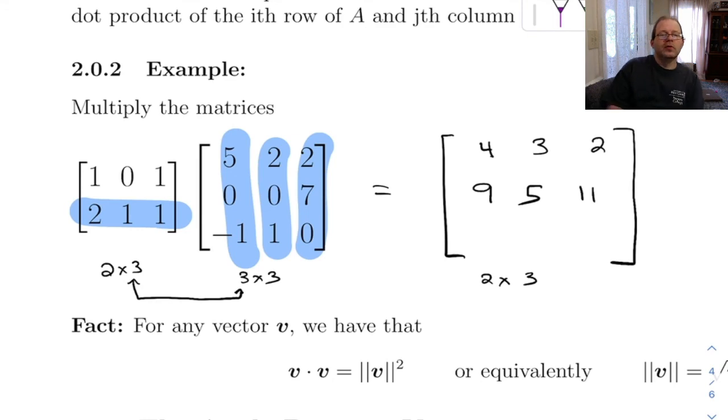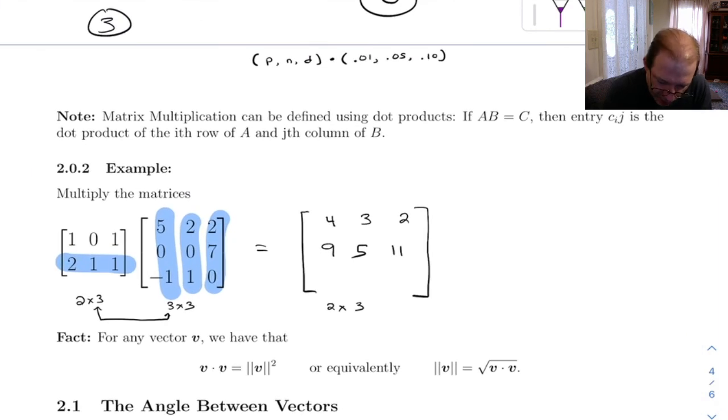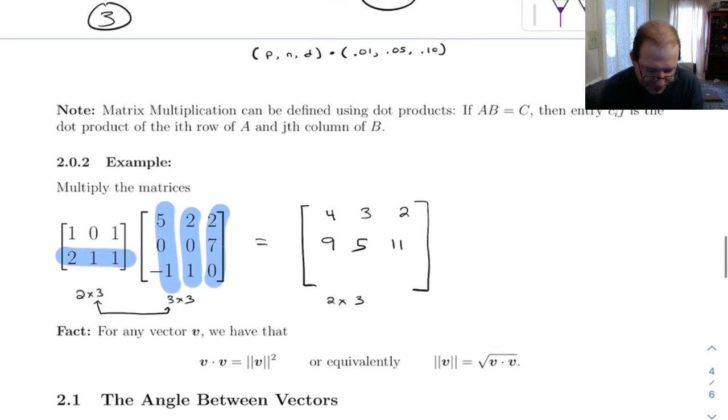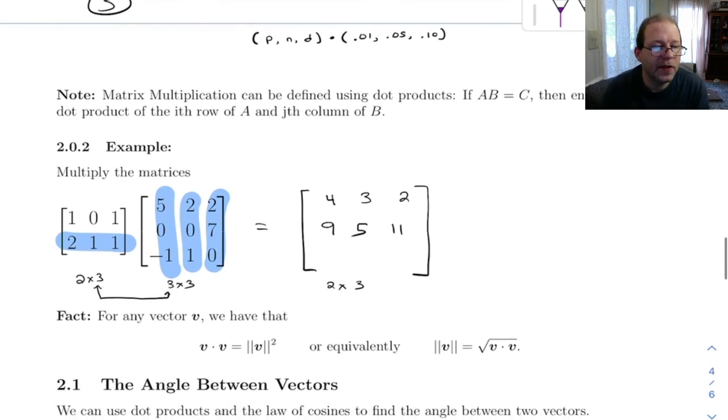So you can define matrix multiplication in terms of a bunch of dot products. And I've got it written out up here if I sort of skipped over it. But yeah, the entry ij is going to be the dot product of the ith row of A and the jth column of B. All right, so that's the dot product. We're going to use that to find the angle between two vectors, and we'll do that in the next video.